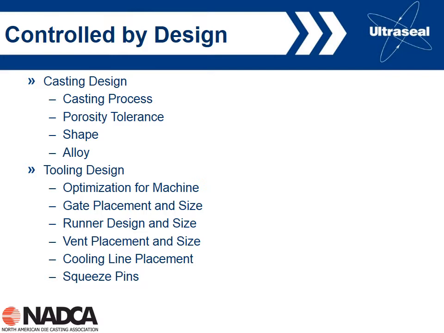Regarding tool design, we need to optimize for the machine we're going to run it on. We need to make sure the gate's in the right location, make sure the runners are correct, the vents are in the right location, consider the placement of the cooling lines to control the thermal profiles in the die. And we're going to talk about some of these things later on as we go through the webinar. And then in some cases, we might want to use squeeze pins, and these can be used to minimize porosity at a specific location in the castings, and we'll just touch on that a little bit right at the end of the webinar.